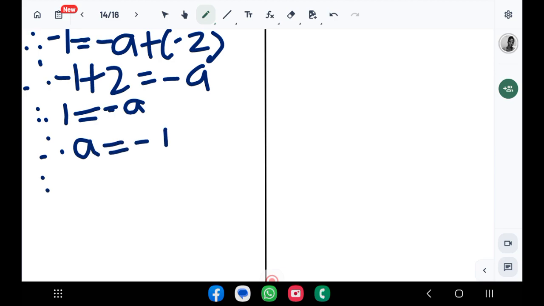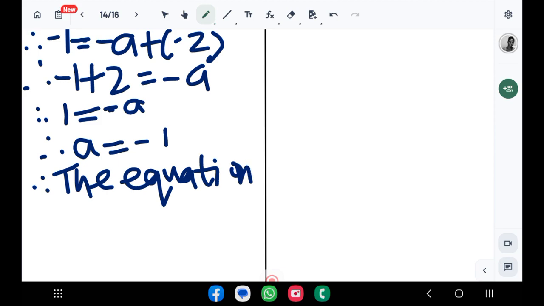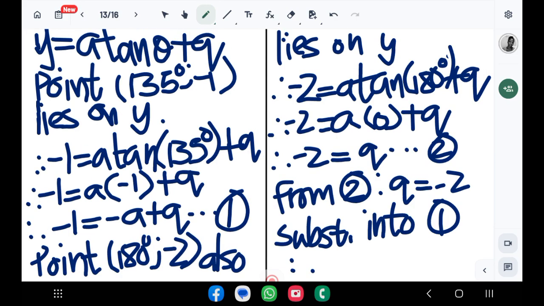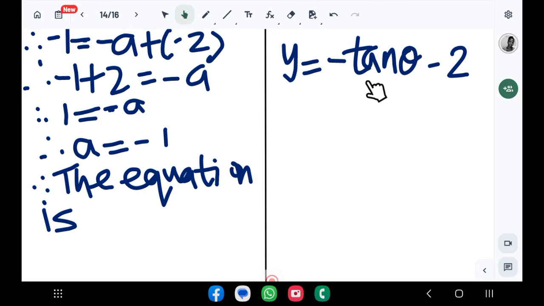Meaning that therefore, the equation is y equals, a is negative 1, so negative tan theta, and then q is negative 2. So y equals negative tan theta minus 2. And that is the equation.